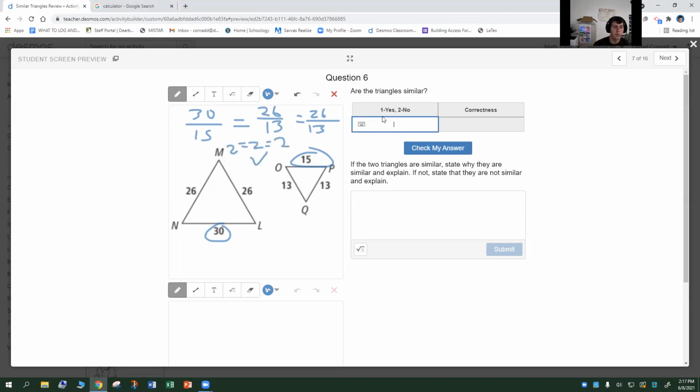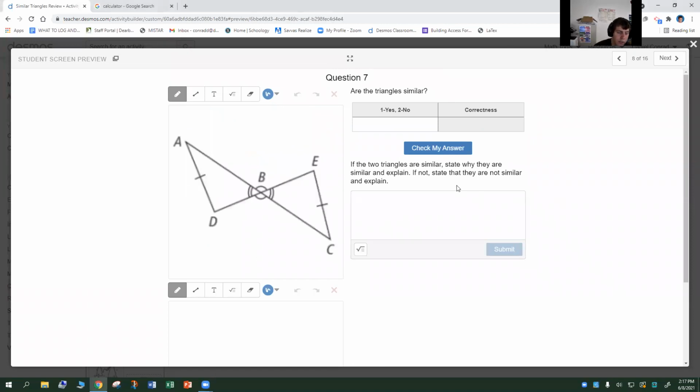So we have the ratio of three pairs of corresponding sides are all equal. Therefore, these triangles are similar by side, side, side similarity. The ratios of all three pairs of corresponding sides are equal. That means the sides are proportional. Right? If the ratios are equal, then they're proportional.